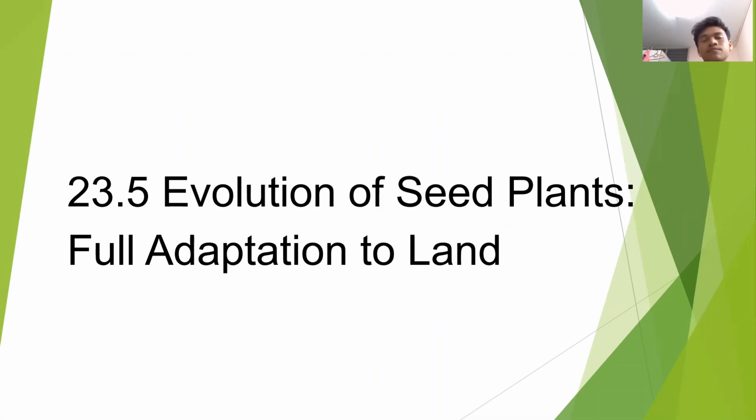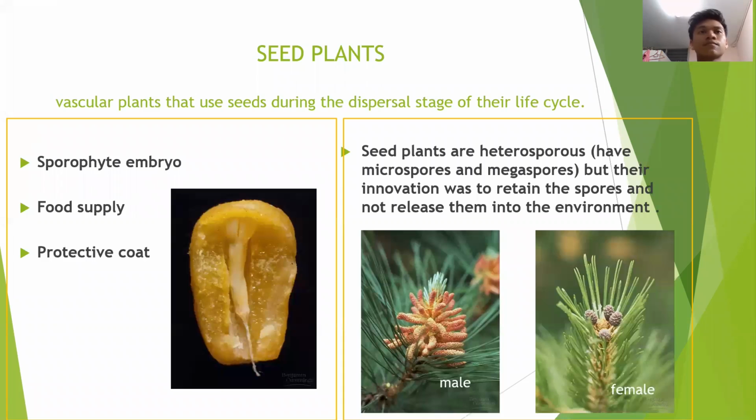Yeah, Assalamualaikum and hi. We are a group that is going to present 23.5, the evolution of seed plants for adaptation to land. Seed plants are vascular plants that use seeds during the dispersal stage of their life cycle. A seed contains a sporophyte embryo and stored food within a protective seed coat. The seed coat and stored food allow an embryo to survive harsh conditions during a long period of dormancy, which is an arrested state, until environmental conditions become favorable.